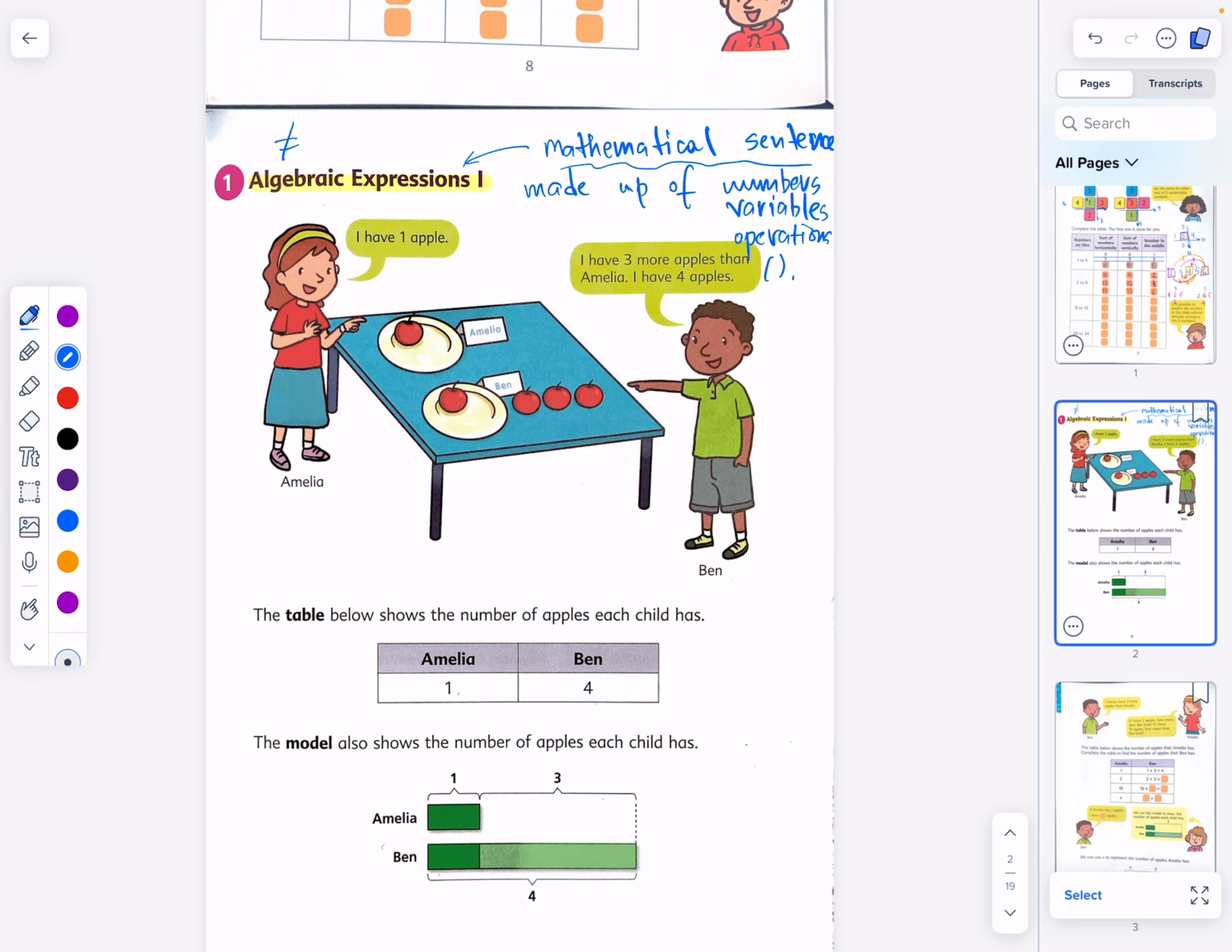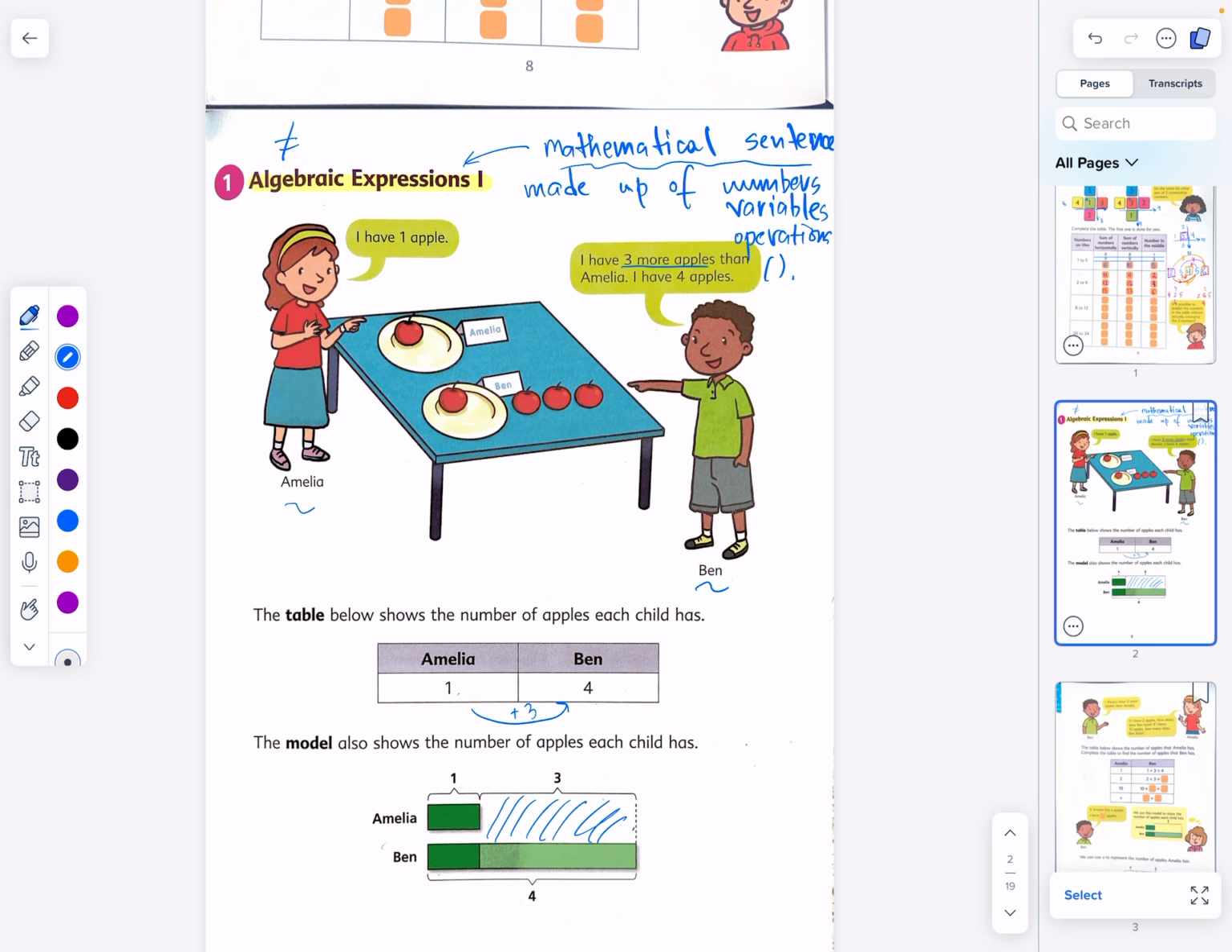So let's take a look. We have a girl Amelia and a boy Ben. Amelia says, I have 1 apple. Ben says, I have 3 more apples than Amelia. I have 4. If Amelia has 1, Ben has 3 more, which is 4. We've seen this representation. The difference between Ben and Amelia is 3. Amelia has fewer. Ben has more.